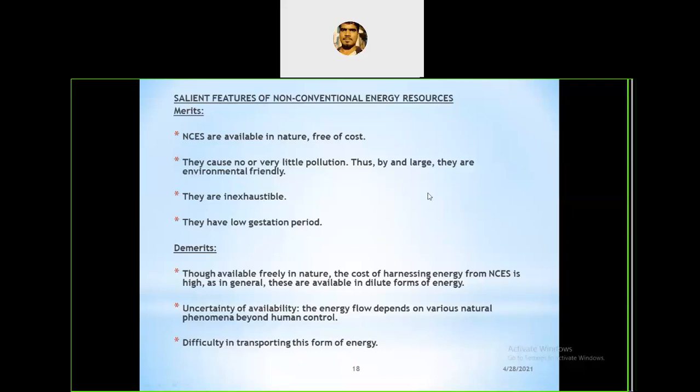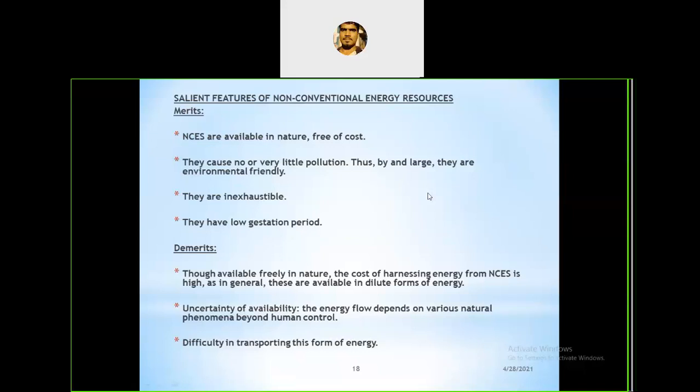They are available in nature. The non-conventional energy sources are available in nature. Example, solar, wind, or hydro. They are freely available on the earth or in nature. Of course, they are free of cost, but the conversion rate is very high. They cause no or very little pollution. Of course, very little pollution.